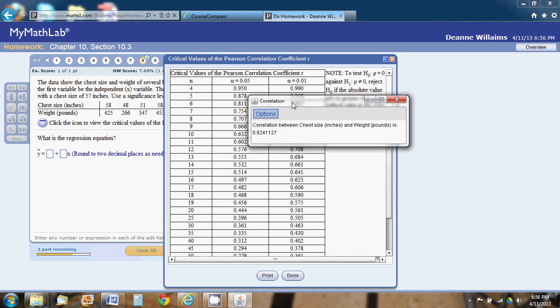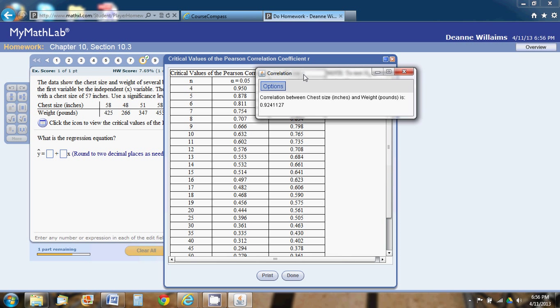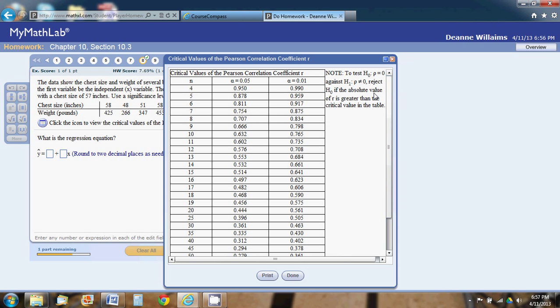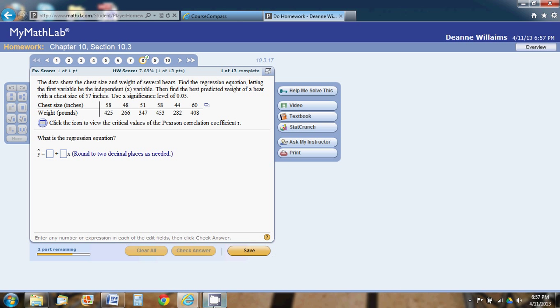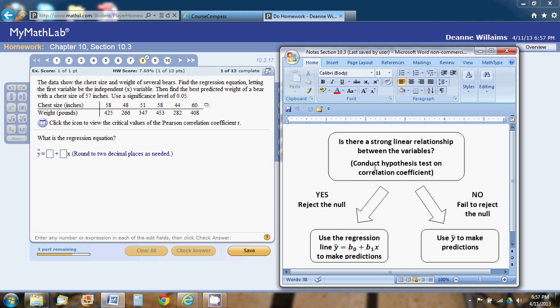And again, there's our correlation coefficient, and we can see that our correlation coefficient is greater than the critical value, and so we're going to reject the null. The null is that there is no linear correlation between those variables. We're rejecting that and saying that there is a linear correlation. So that means there is a linear relationship between those variables.